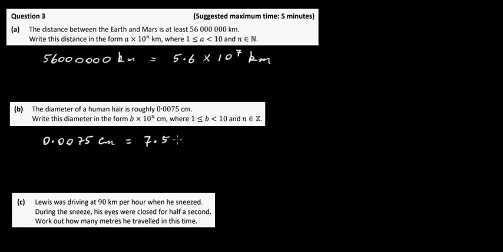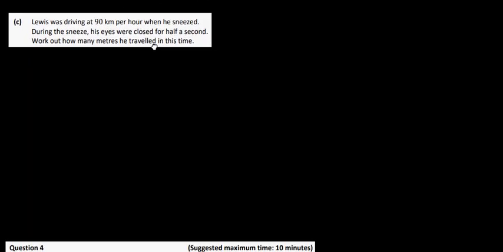Now we've got our number between 1 and 10. We've got to multiply that by 10 to the power of something to take this decimal point and bring it back to where it was originally. So we need to bring it to the left 1, 2, 3 places. So to bring it to the left, you multiply by minus something, in this case minus 3 centimeters. So in this case, a is between 1 and 10, and n, the minus 3, is an integer. So that's fine.